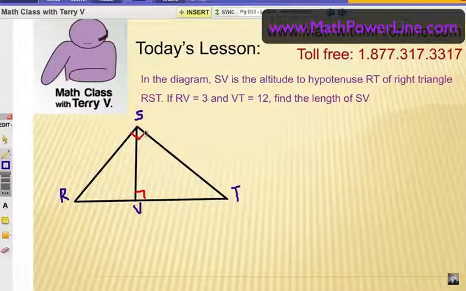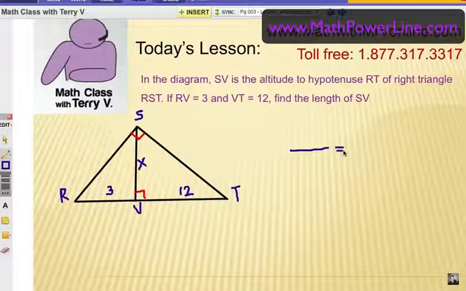That's a right triangle. Now RV is 3. Where's RV? It's that part of the hypotenuse right there. VT is 12, so that's the other part of the hypotenuse. Also, of course, that would be a total of 15 going from R to T. And we're going to find the length of SV, so I'm going to put that as an x. Now the first challenge, and the biggest challenge, is just labeling it right and making sure I fill in all the information. Now if I do that correctly, it actually turns out to be fairly easy.